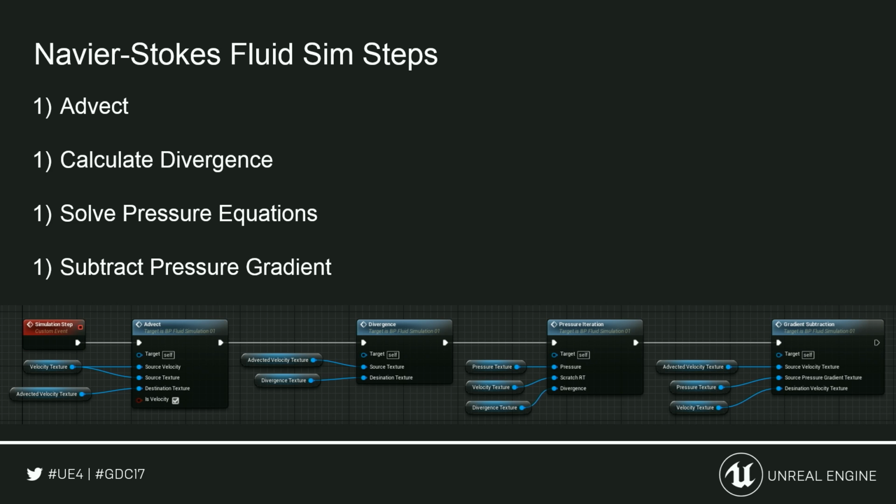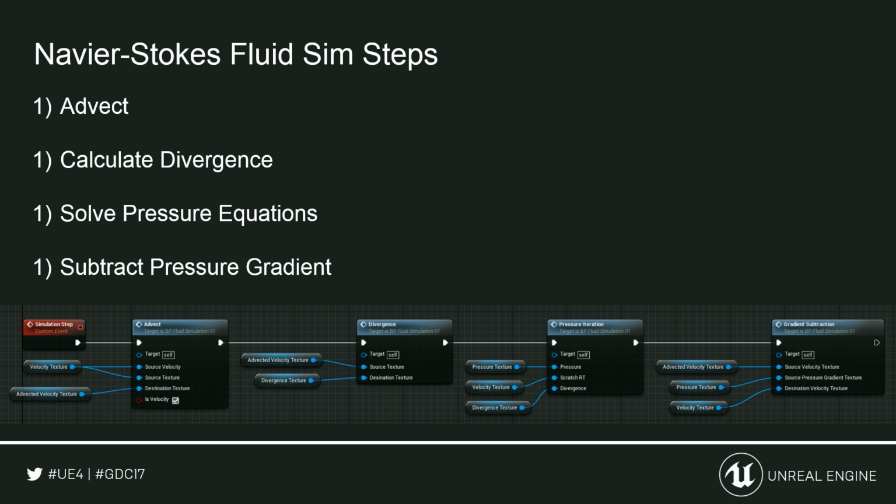The first step is advection, which, again, is just like the step from flow maps, where you just distort the texture coordinates a little bit. The second step is to calculate the divergence. The third step is to solve the pressure equations, which, if you think about the divergence, if there's a lot of divergence, it's basically saying there's a lot of pressure between these two cells. And then the final step is to subtract that pressure gradient from the velocity field, which in theory, after you've done that step, now you have a new velocity field with very low or zero divergence.